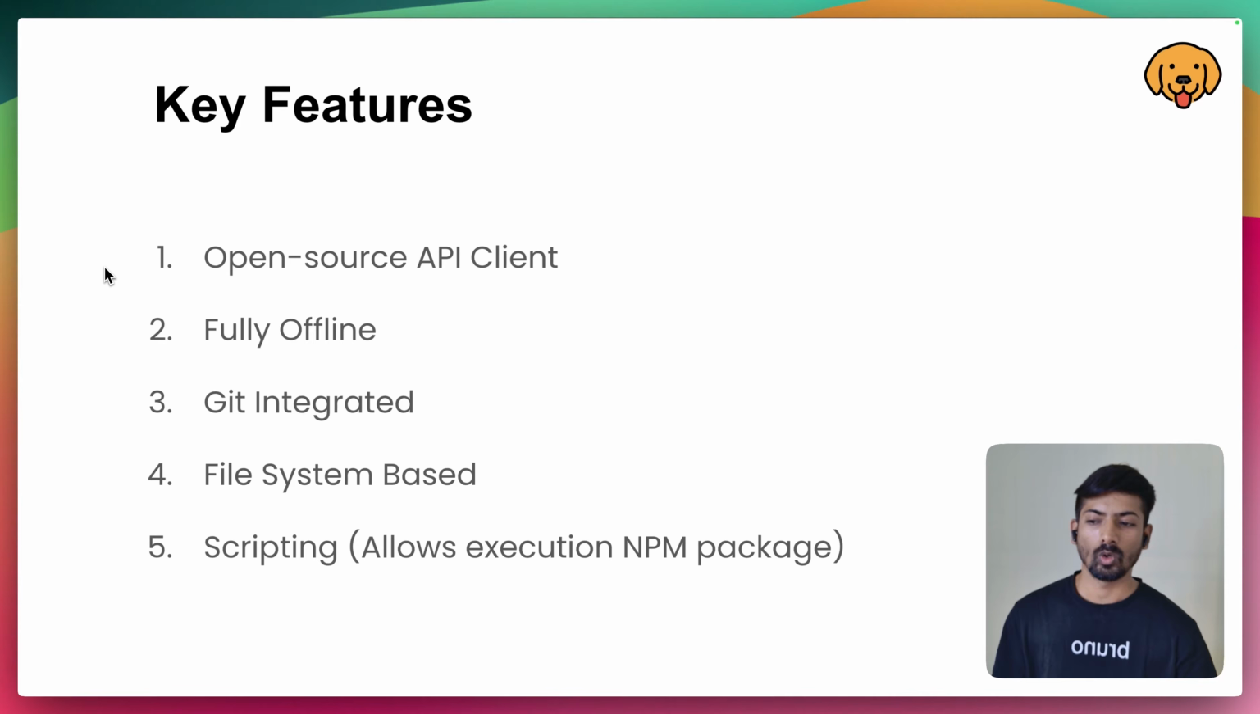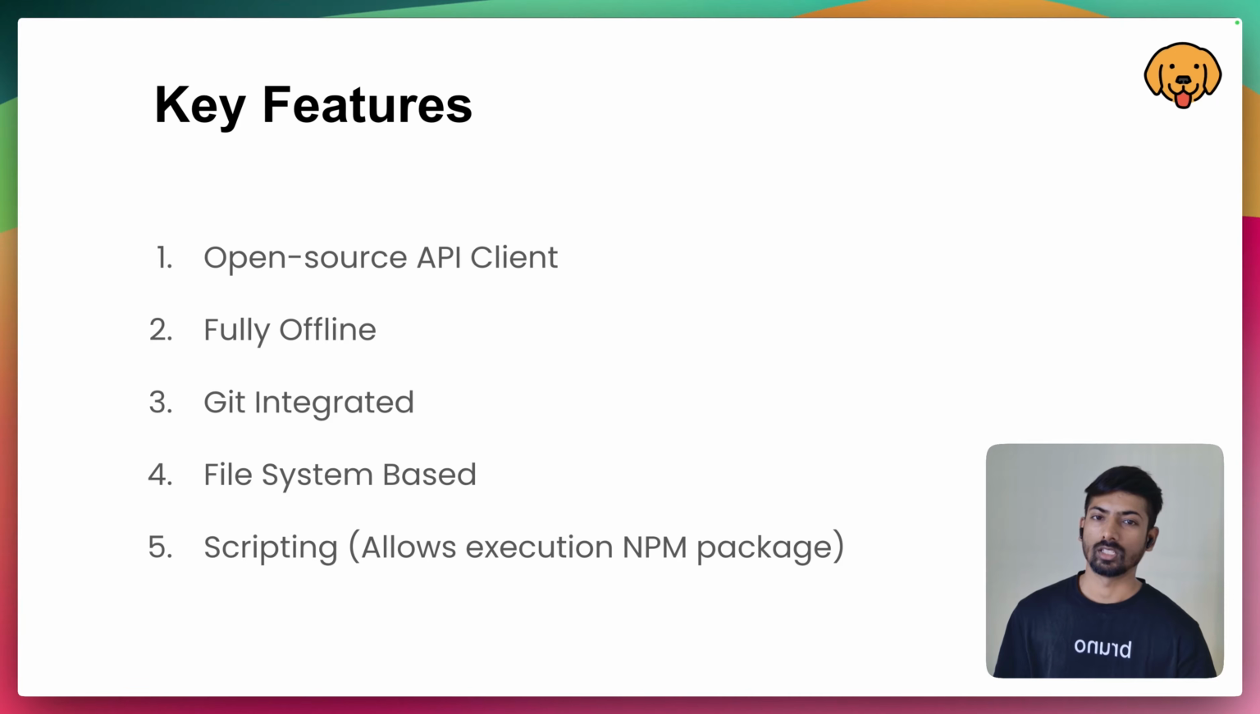After that, Bruno is a fully offline API client, which means you don't need to store your credentials anywhere in the cloud when you have to collaborate with someone. The issue is that if any person from outside the organization is able to get access to those credentials, they can misuse them and perform malpractices on your data or your APIs, not just APIs, your entire system.